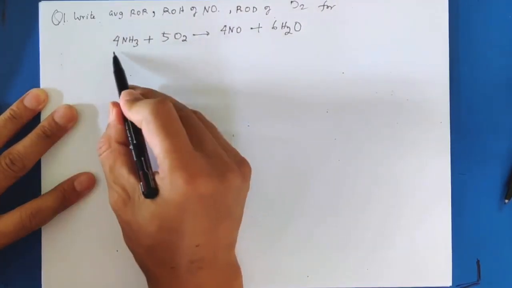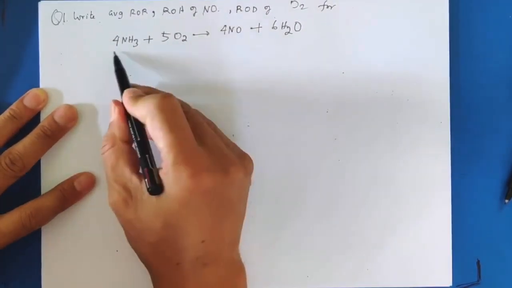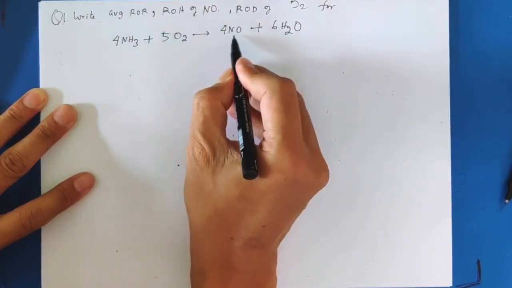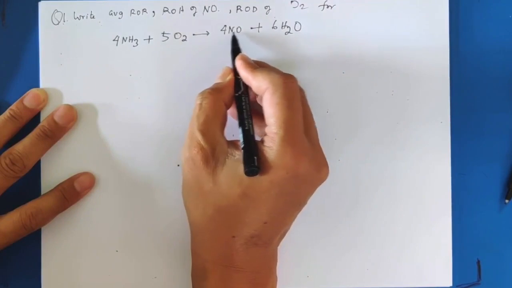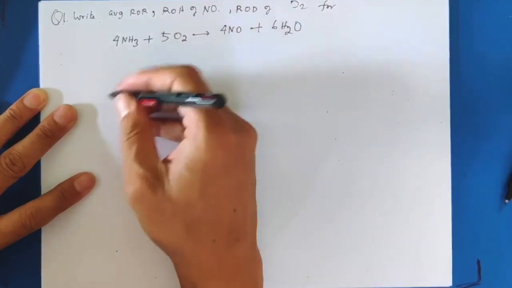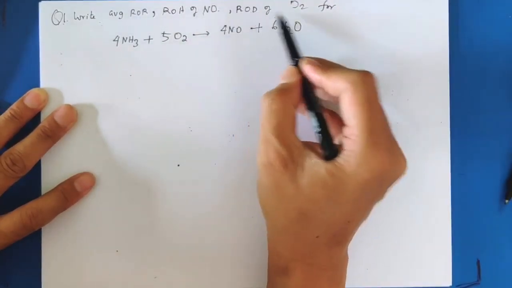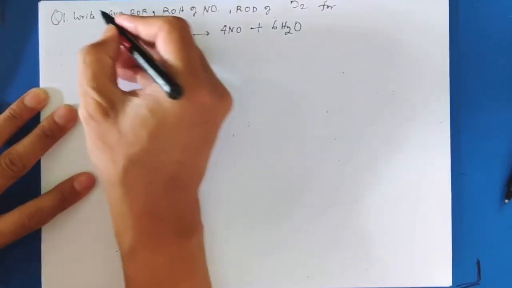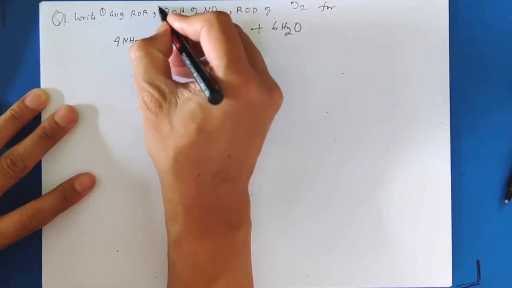Okay. Average rate. Rate of appearance of NO: it's a product, so the first member of the product, by rate of appearance, we take the modulus. Rate of disappearance of O2, for this O2, we write it like this.